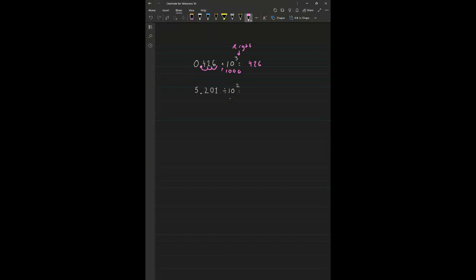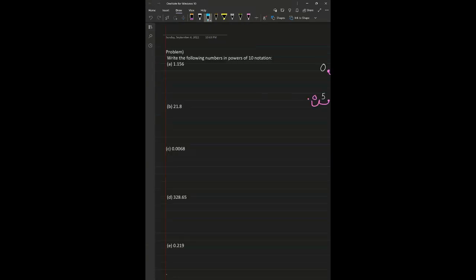When we are doing a division instead, and this is a 10 to the power of 2, so this can be written as 100. In the division, we will be doing the opposite, so moving to the left. So in this case, this decimal point will be moving 1 and 2 places here. And the empty place we fill with a 0. So our number will become a 0.05201.